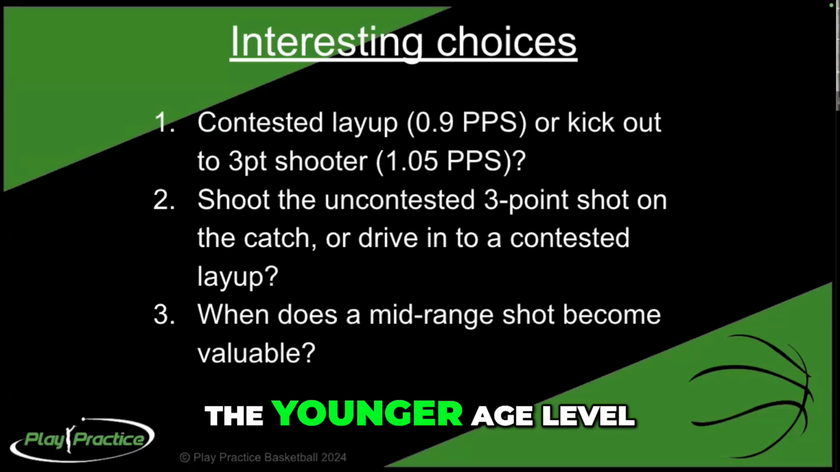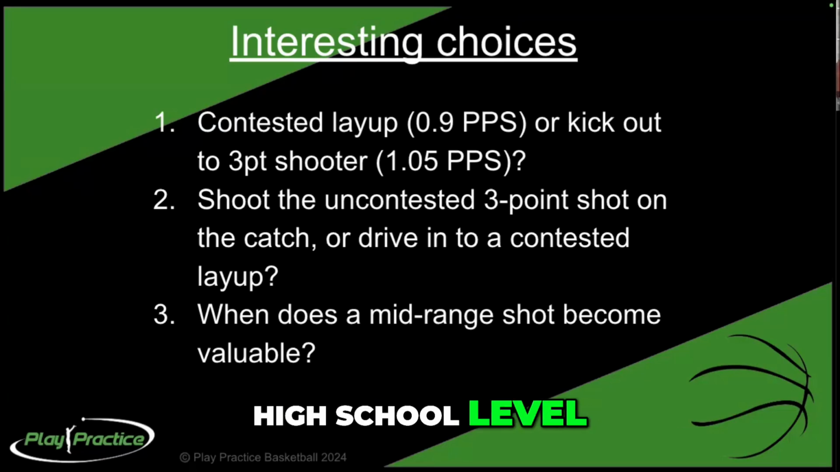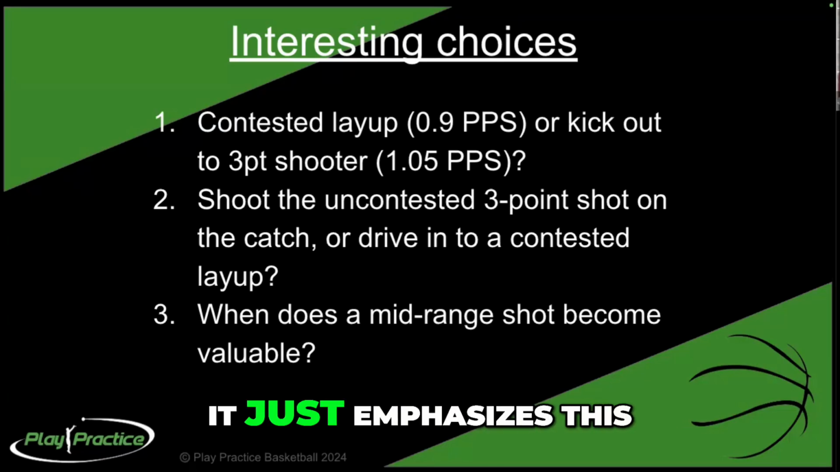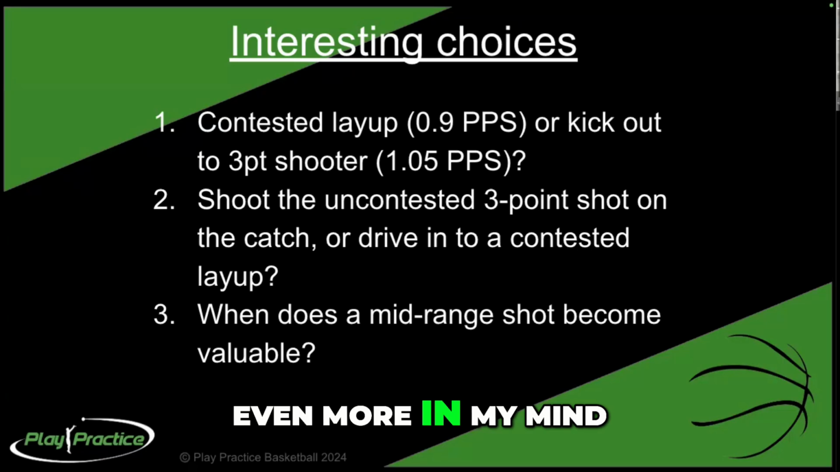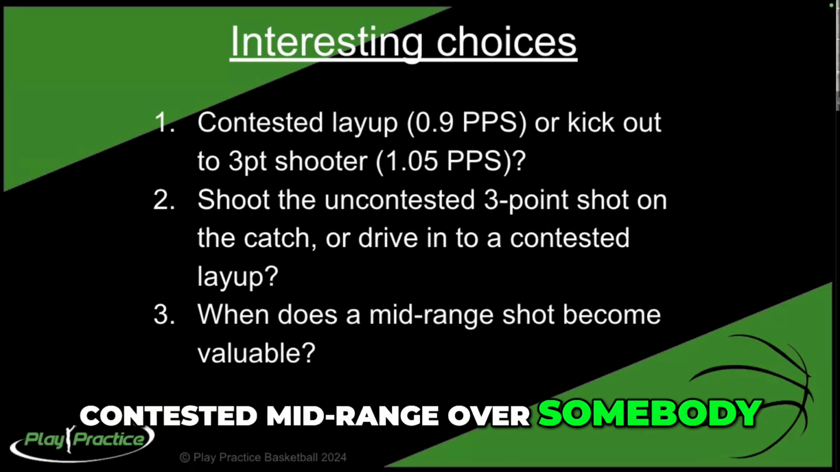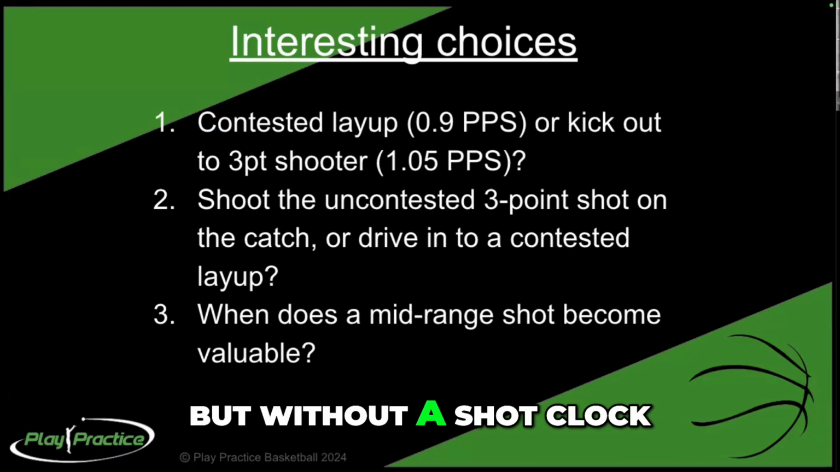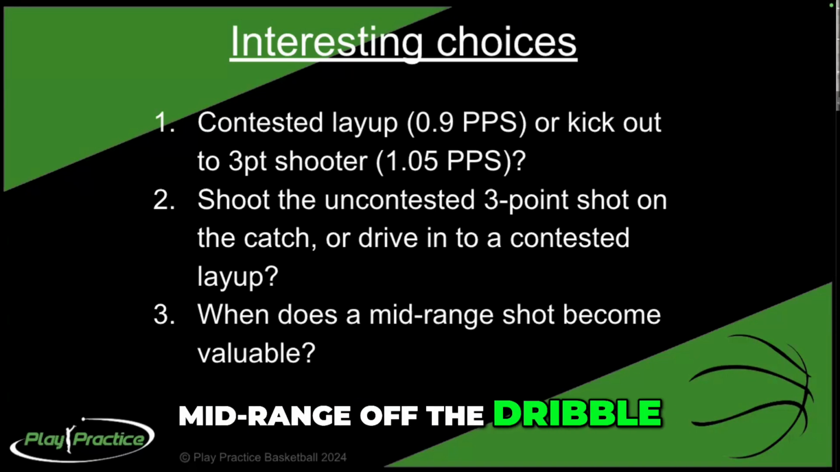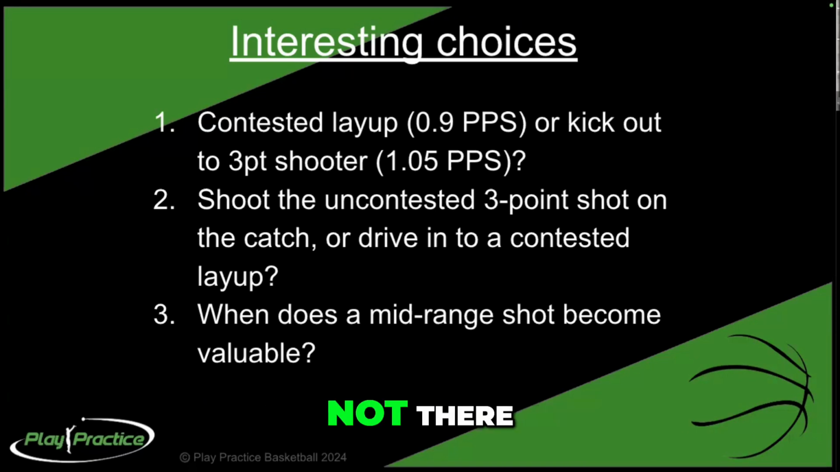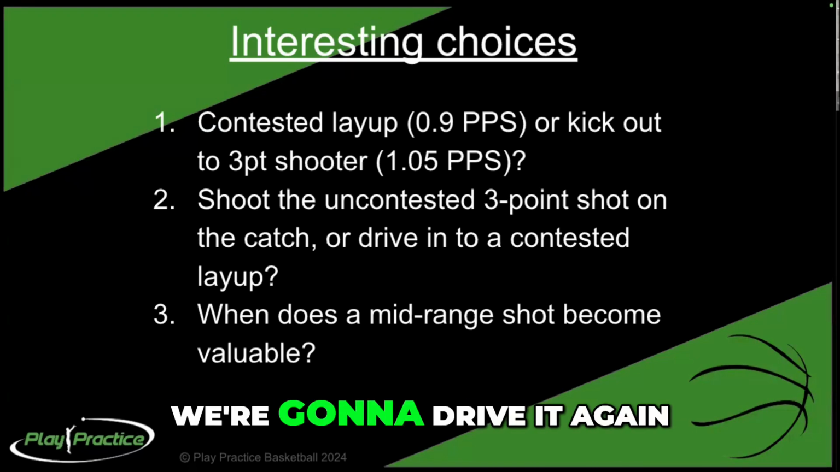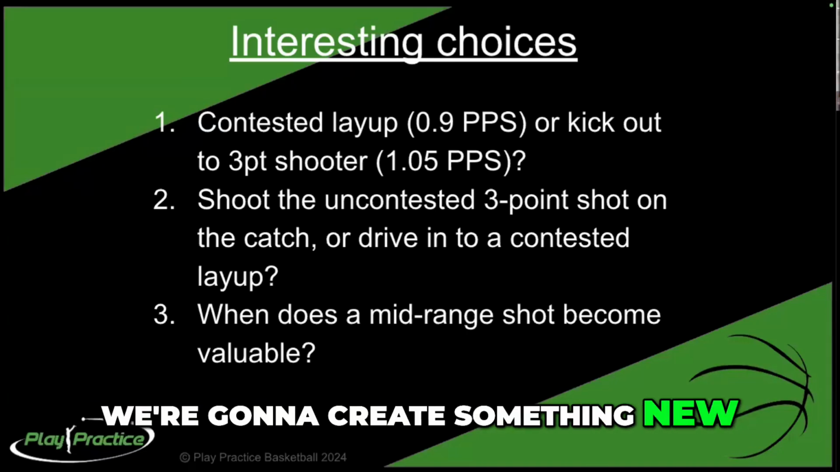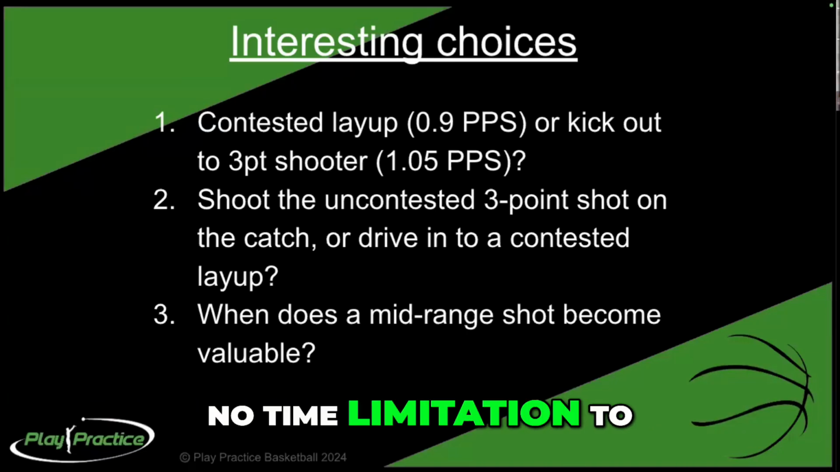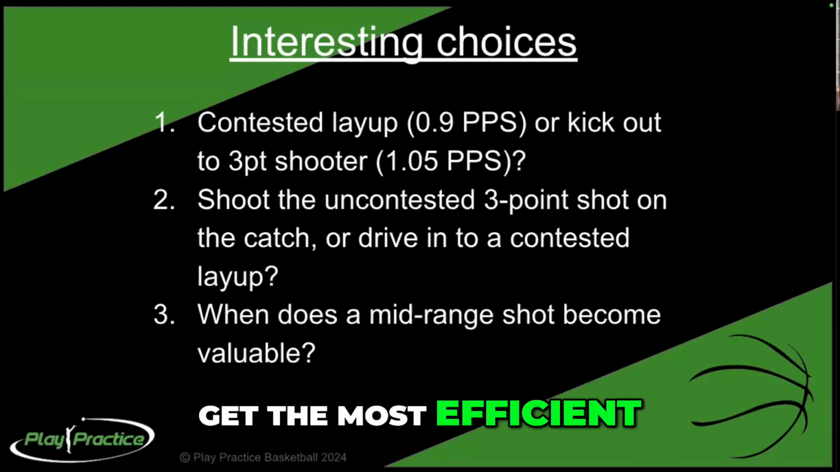At the younger age levels, or even at the high school level, if there's no shot clock, it just emphasizes this even more in my mind. The NBA has a shot clock. Eventually the clock's running out, there's a defender there, and you've got to take a contested mid-range over somebody to just get something on the rim. But without a shot clock, we should never have to take that contested mid-range off the dribble over a defender, right? It's like, oh, not there. I'm going to back it out, swing it over, we're going to drive it again, we're going to create something new, because we really have no time limitation to get the most efficient shot we want.